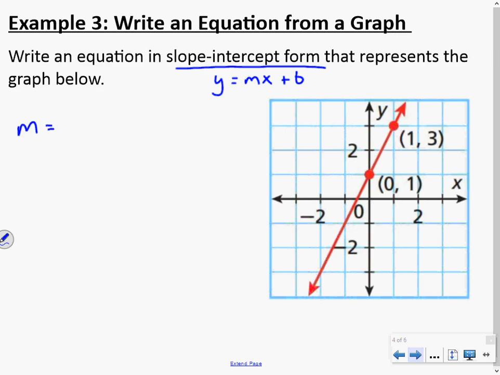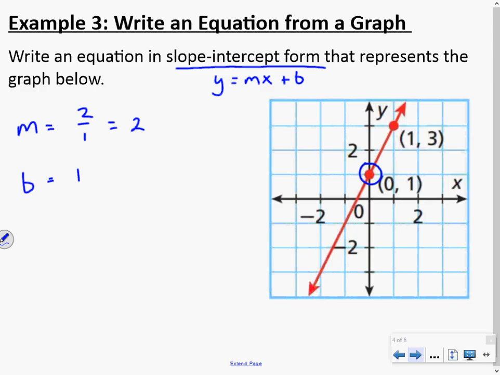So I'm going to write down the 2 things that I'm looking for in order to write my equation. So let's start with slope. I've got 2 points here, and I can find the slope really easily by doing rise over run. So I have to go up 2, right 1. So that means my slope is 2 over 1, which is just 2. I can also see here that my y-intercept, remember a y-intercept is where it crosses the y-axis, is right here at a y value of 1. So my b value is going to be 1.